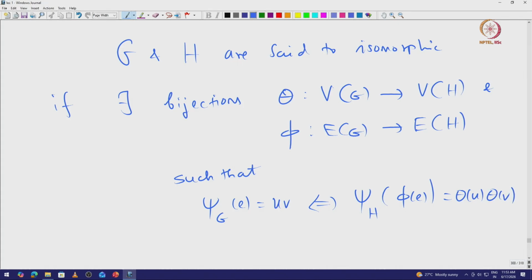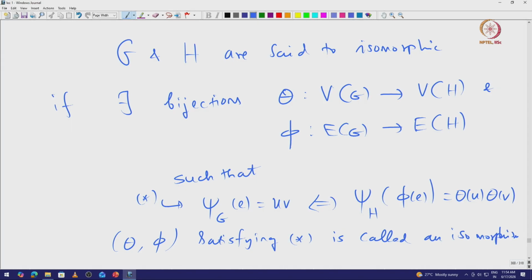Such a pair theta, pi of mappings is called an isomorphism between G and H, and if you get this isomorphism map, then you call G and H isomorphic. So, the isomorphism consisting of a tuple theta, pi satisfying this condition star is called an isomorphism. If there exists an isomorphism, then you call G and H isomorphic.